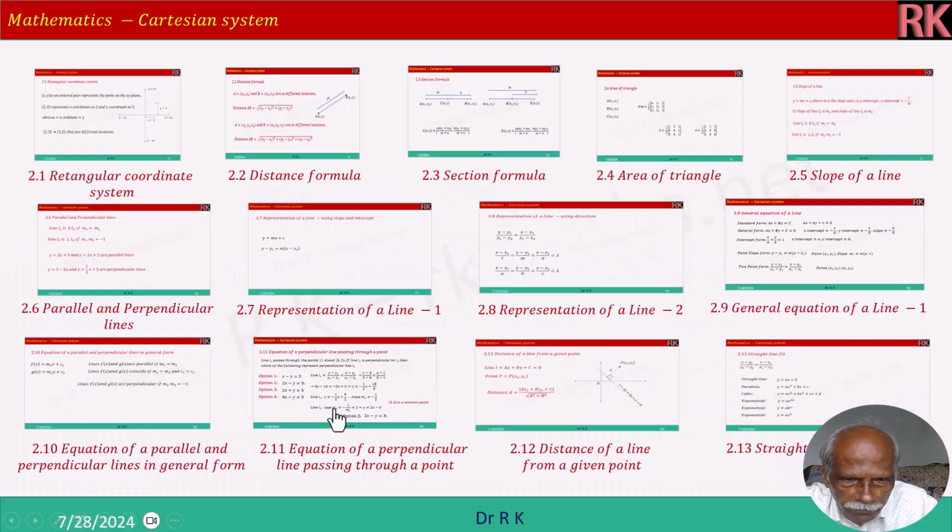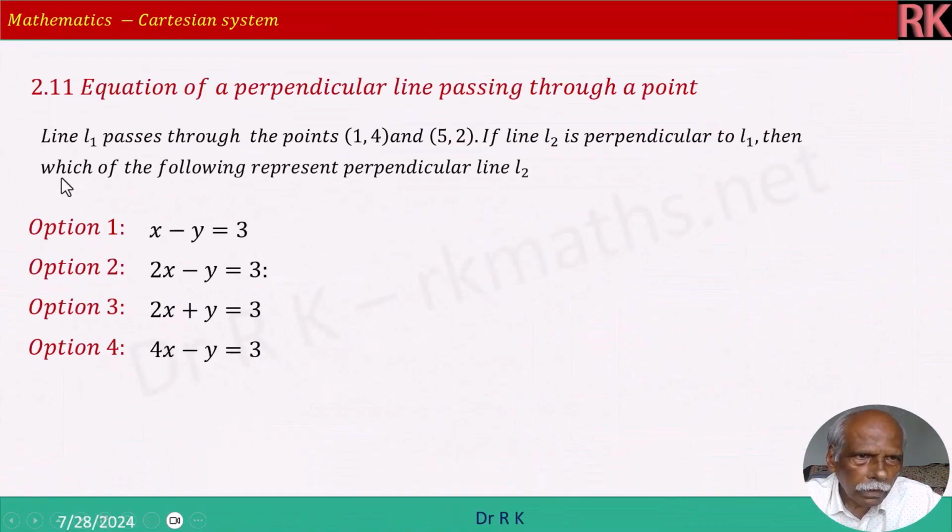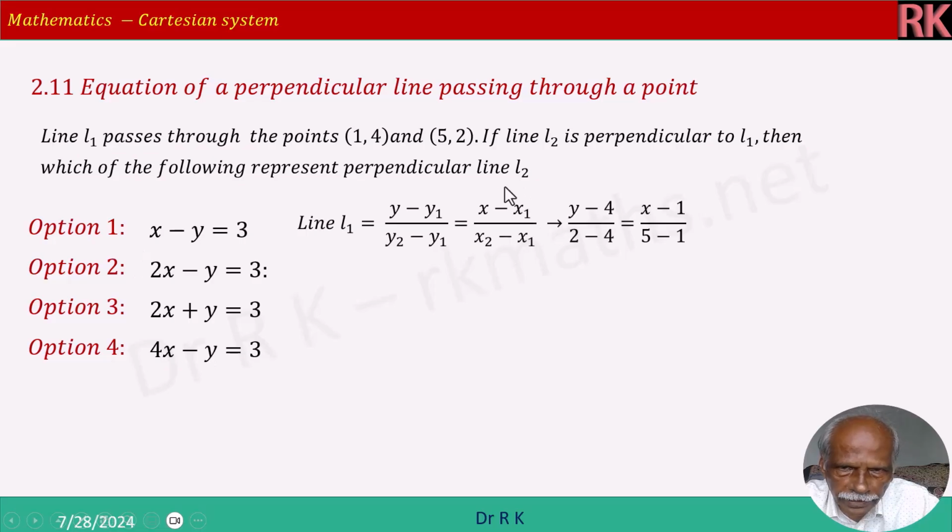Now we will find the equation of a perpendicular line passing through a point. A line L1 passes through the points (1, 4) and (5, 2). If the line L2 is perpendicular to L1, which of the following represents the perpendicular line L2? Options are given here. We have to find the equation of the line L2.